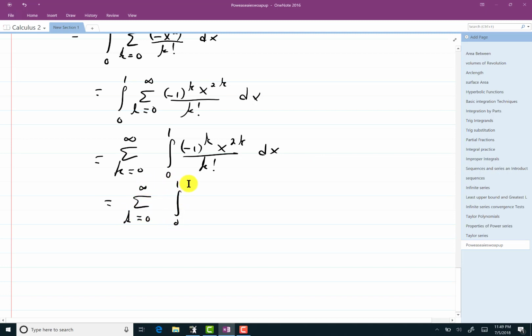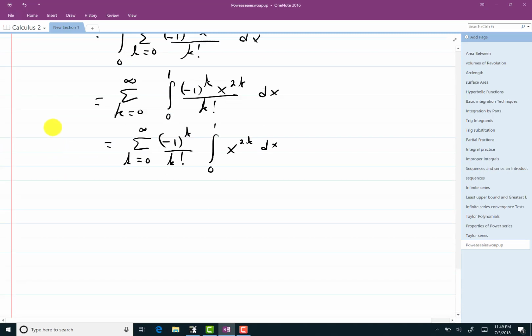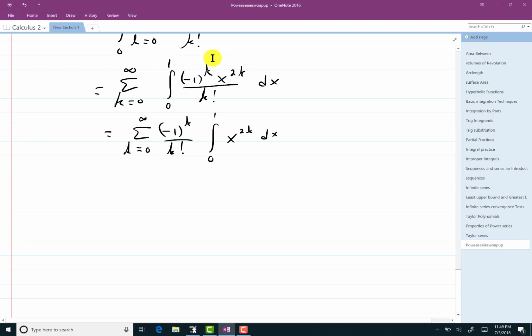I want to pull out the (-1)^k over k factorial, and then perform the integration on simply x^(2k). And that's a really easy one. That's the beauty of these series. Everything is a very long polynomial. True polynomials are the best of all possible functions that can possibly exist.